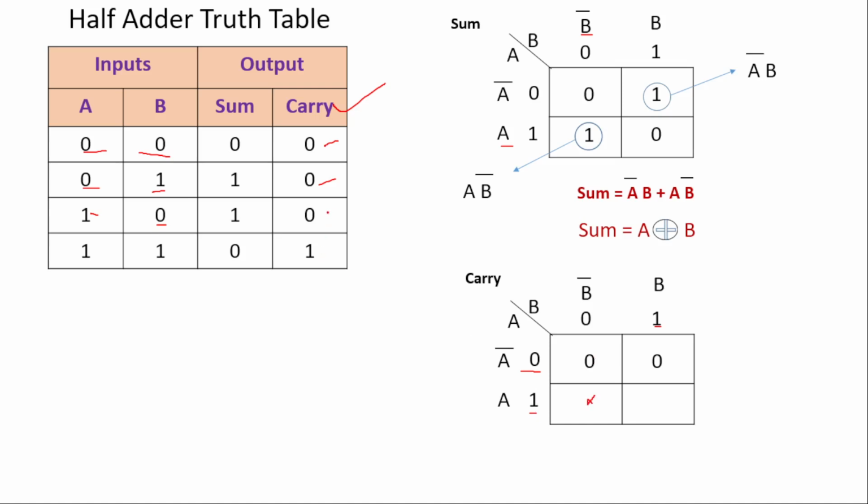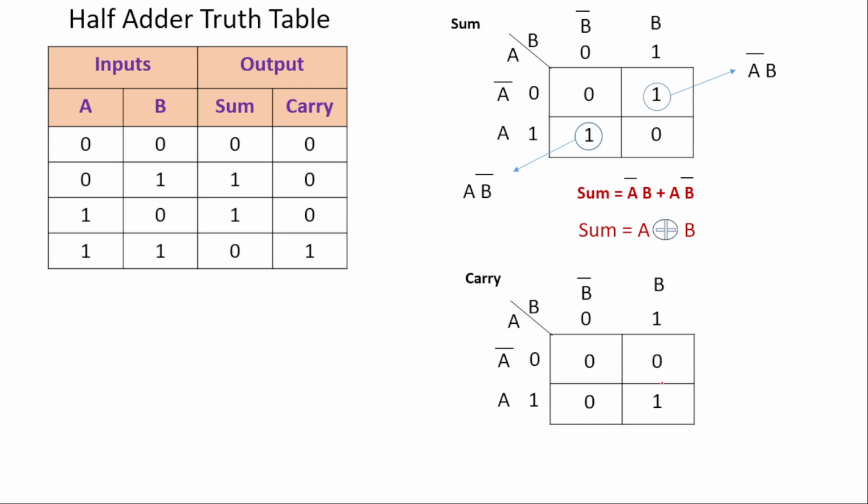So what is the output here? 0. So 0 is entered here. And the last possible combination, A and B both are 1. A is 1 and B is also 1. So this cell will correspond to the output carry 1. So in this way, the K-map is filled with the output values.